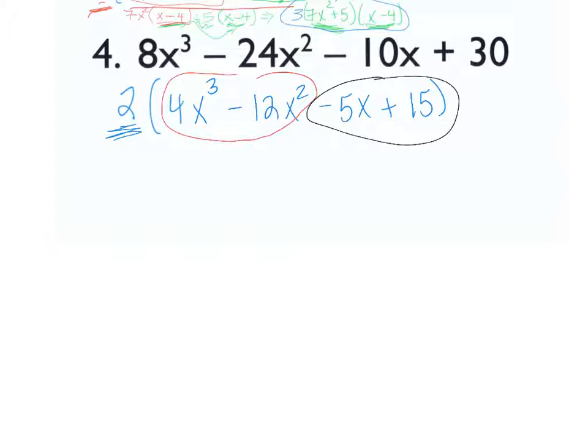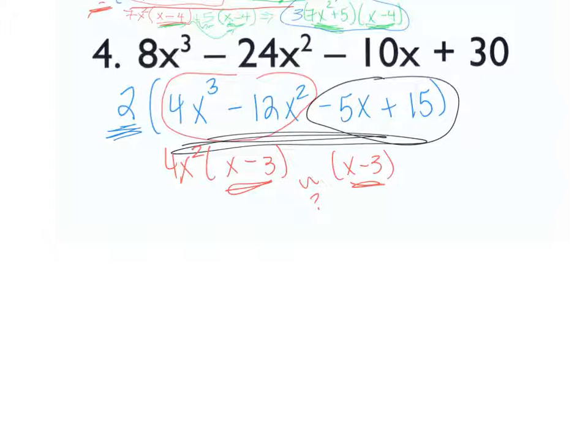Now we're going to factor what's inside the parentheses by grouping. So I have my red bubble and my black bubble. So for the red bubble, my GCF is 4x squared, so I'll factor that out. And then when I factor out 4x squared, I'm left with x minus 3.